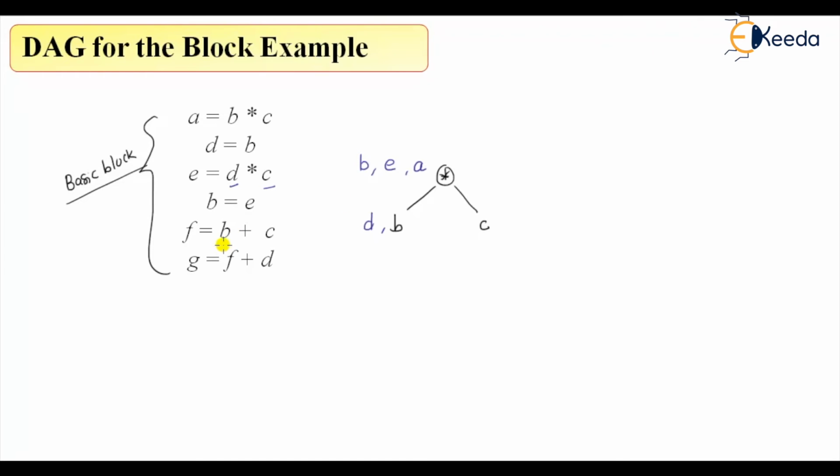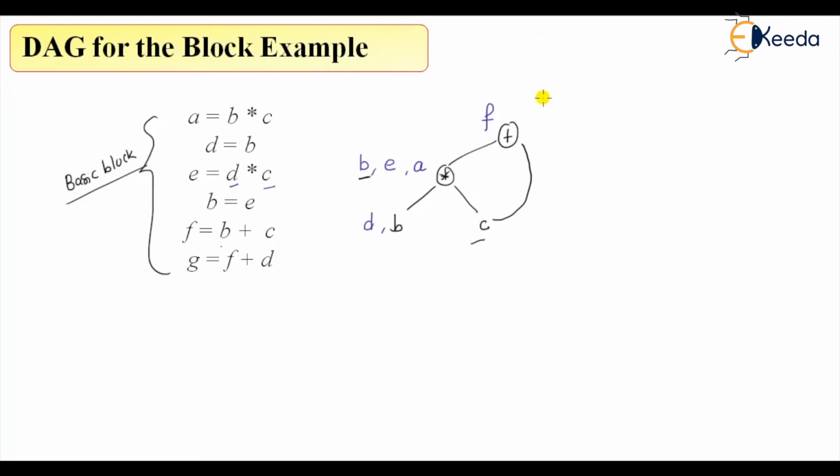F is equal to B plus C, and this is the latest node we are having. This is the node for B, the latest node for B, and this is the value of C. So what we'll do here is we'll take a plus over here, and we'll take the C value from this and attach the label to this as F.